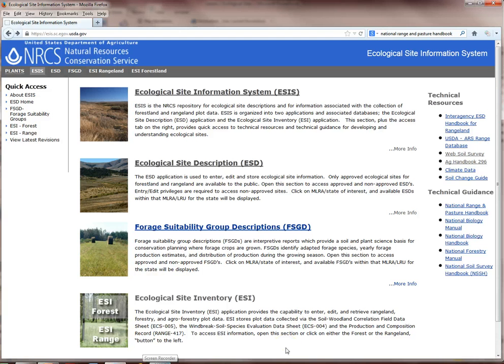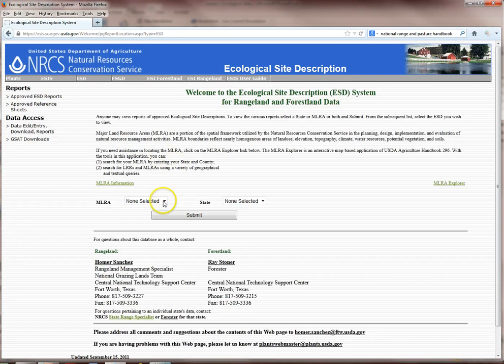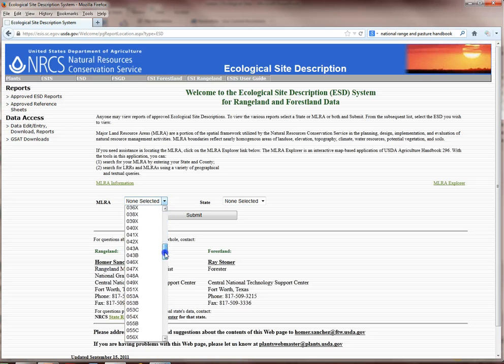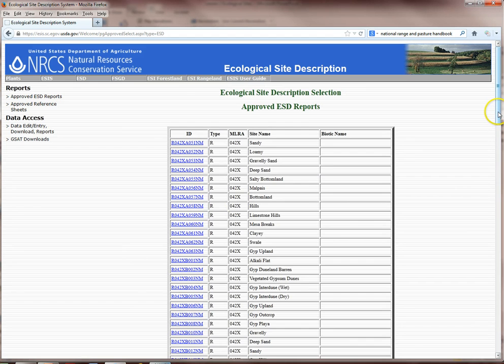And we're going to go to that website now to take a quick look at what an ecological site description includes. So here we see the main website for the Ecological Site Information System, and if we were to click on Ecological Site Description, it brings us to this page. We want to go to the Approved Ecological Site Description Reports, and here we have an opportunity to include or to request all of the ecological site descriptions for different MLRAs. I'm going to select MLRA 42. We can also include state. Sometimes if you include state, you get all of the ecological site descriptions for the entire state, and I want to focus just on this particular major land resource area.